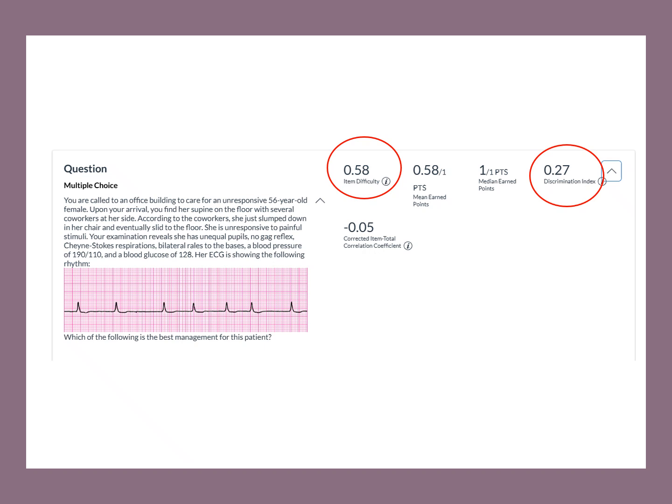Now let's look at the discrimination index, which is 0.27. That's a positive value, which means it's what we want.